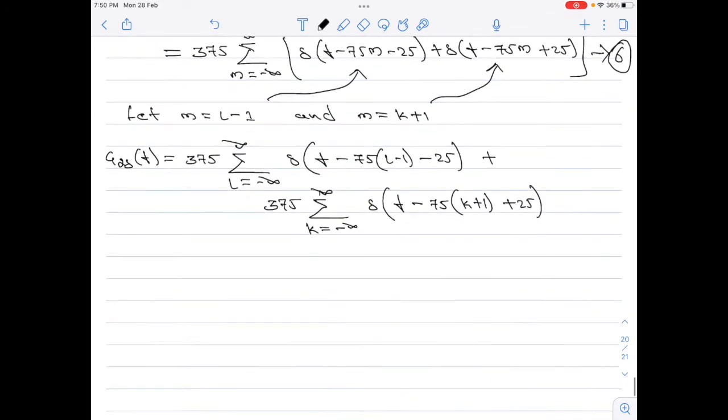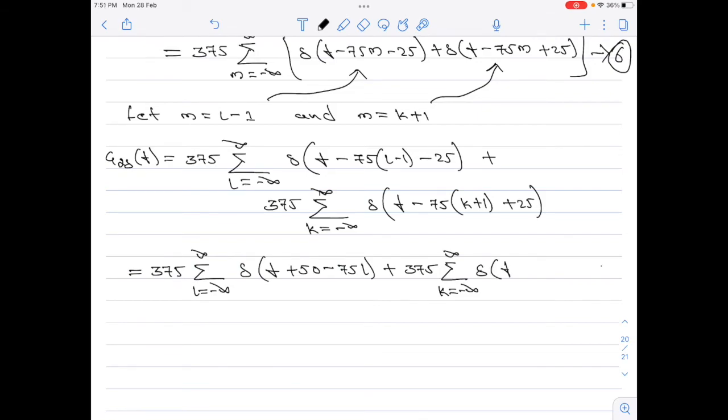Right. So now you try to simplify this. So this is equal to 375 into summation L varying from minus infinity to plus infinity, delta of f plus 50 minus 75L, plus, in the second term we have 375 into summation k varying from minus infinity to plus infinity, delta of f minus 50 minus 75k. Let me call this equation 7.